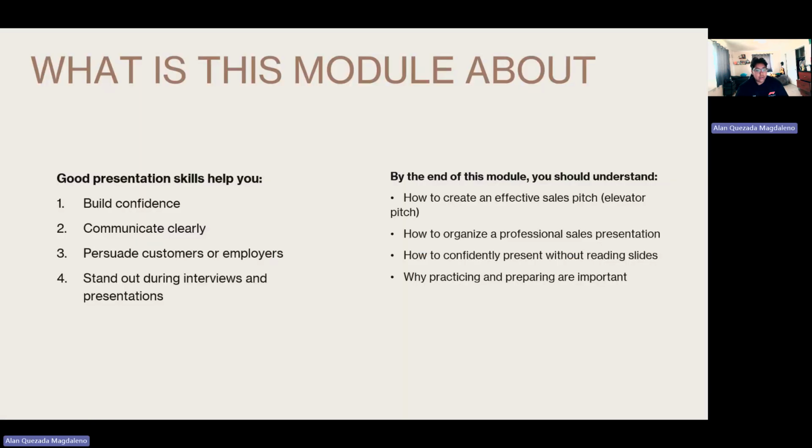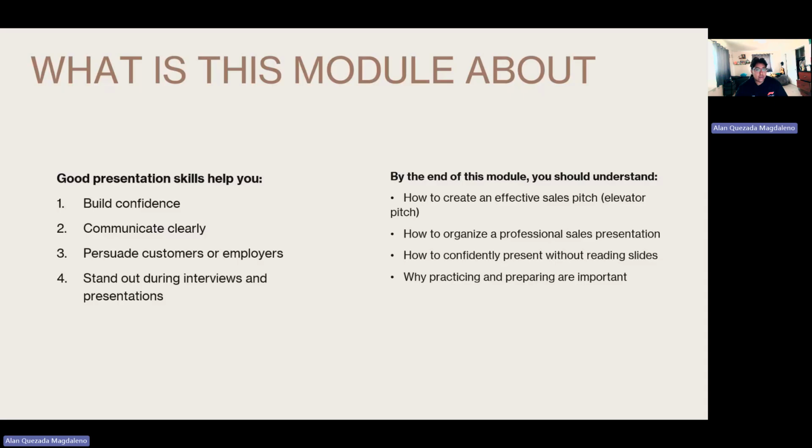The main goal of the module is to help us become better communicators. There are three major things that we should learn. First, how to create an effective elevator pitch. Second, how to organize a presentation using a simple six-slide structure. And third, how to present naturally instead of reading every word on screen.